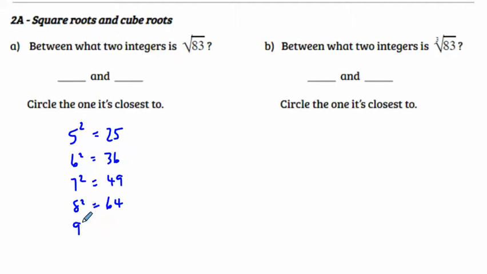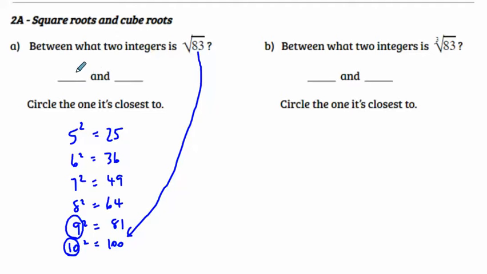Oh, and here we go. 9 squared is 81. And then 10 squared, of course, is 100. And so the square root of 83 is going to be in between these two. So it's in between 9 and 10.